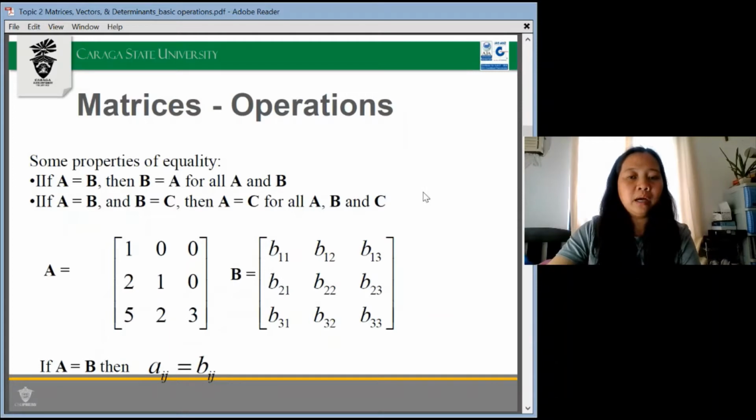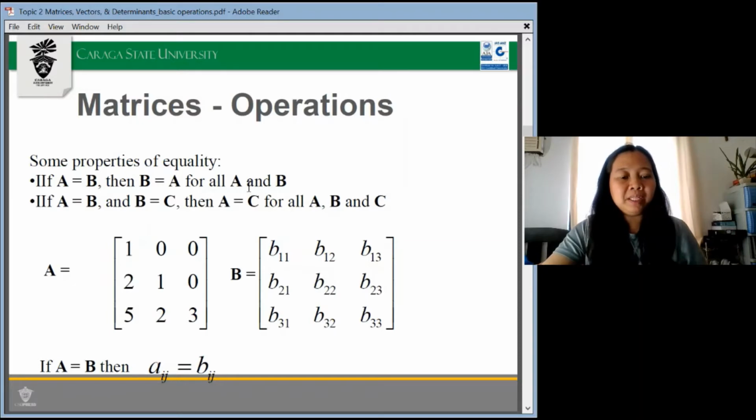So there are properties of matrices that we should consider. If and only if matrix A is equal to B, then matrix B is equal to A, for all elements of A and B.